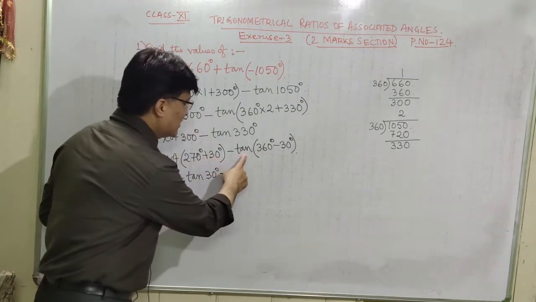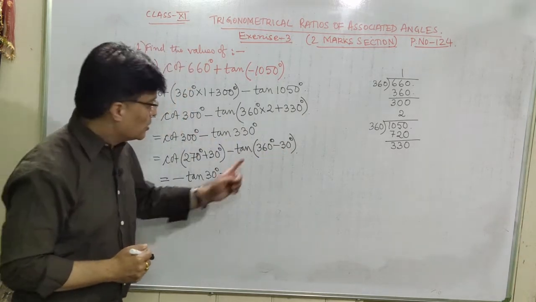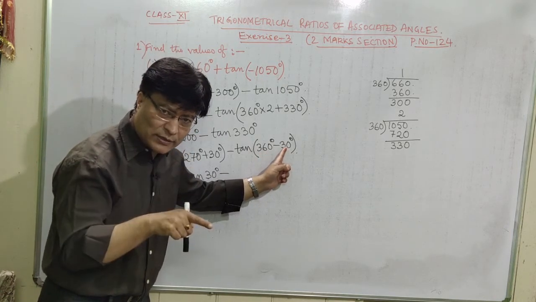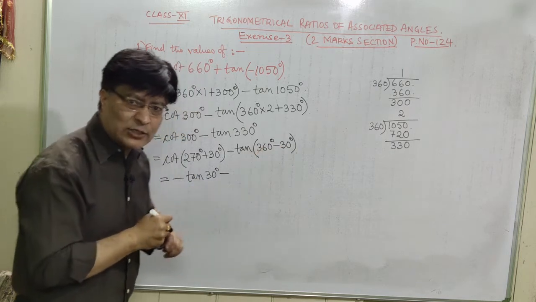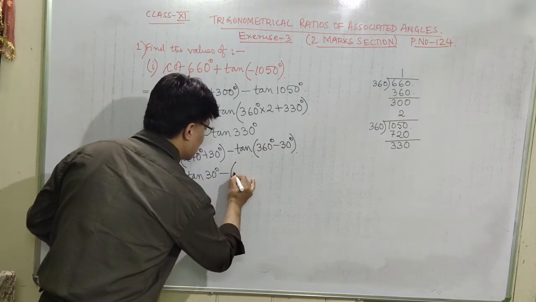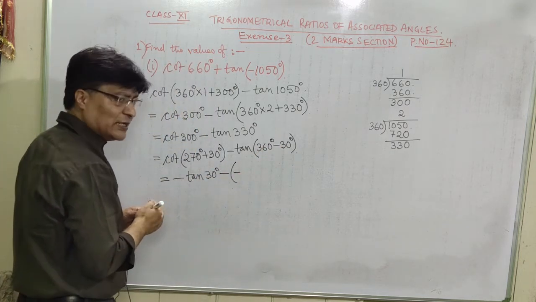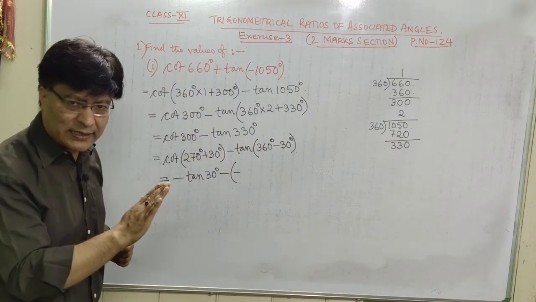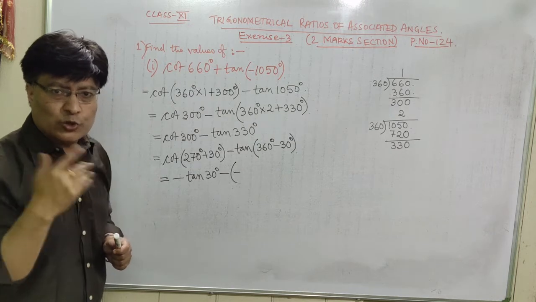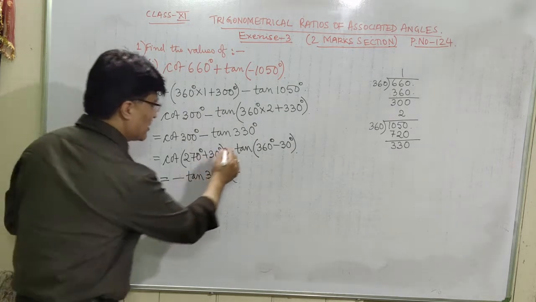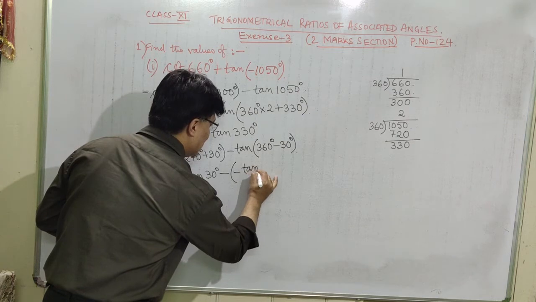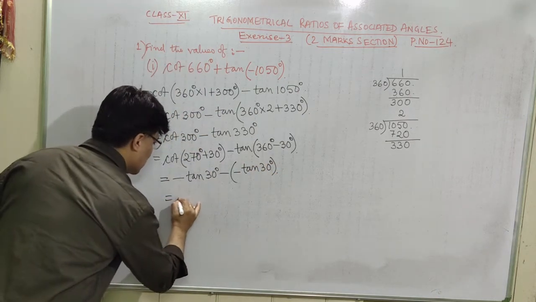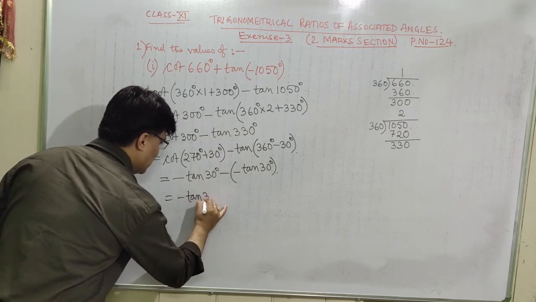So now what about tan of 360 minus 30? This 360 minus 30 degree also lies in the fourth quadrant, and in the fourth quadrant tan is always negative. Let us write minus. And since 360 degree is 90 degree into 4, that is an even multiple of 90, trigonometrical ratios do not change. So that means tan remains as it is. That is tan 30 degree. Is that clear? So which is equal to minus tan 30 degree.